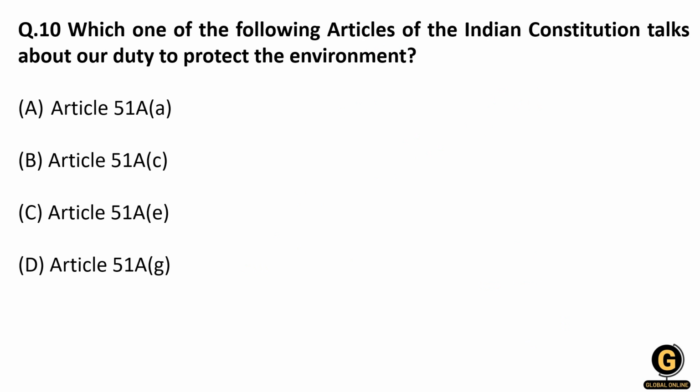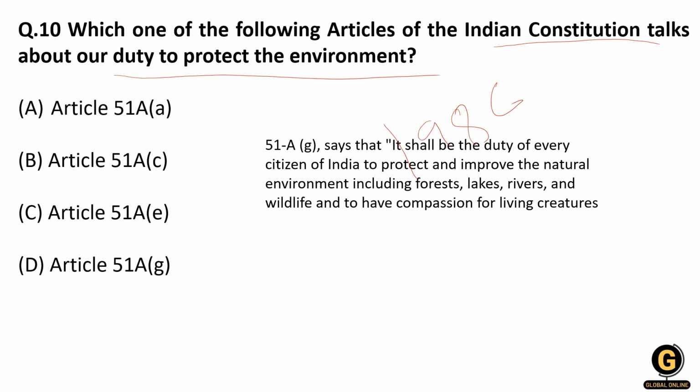Which of the following articles in the Indian Constitution talks about the duty to protect the environment? So students, we all know that the Environment Protection Act 1986 is for environment protection, and of that, Article 51AG. So remember, Article 51A(g) says that it shall be the duty of every citizen of India to protect and improve the natural environment, including forests, lakes, rivers, and wildlife, and to have compassion for living creatures. So remember the correct article which states that it is the duty of everyone is 51AG.